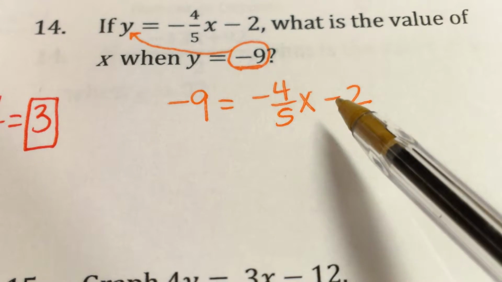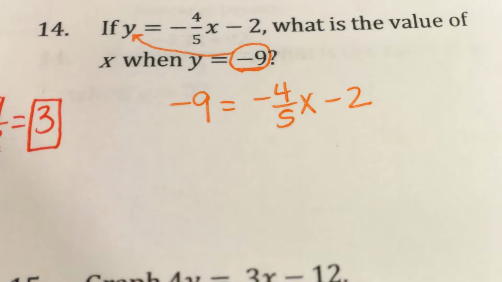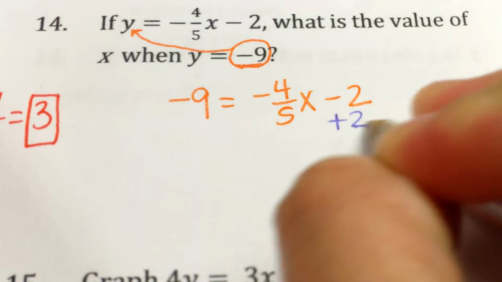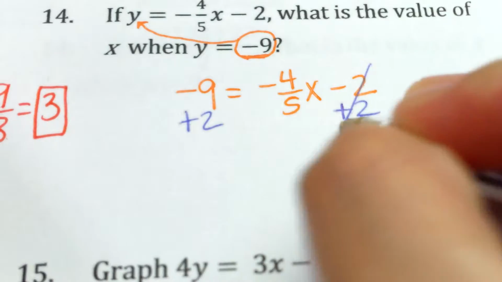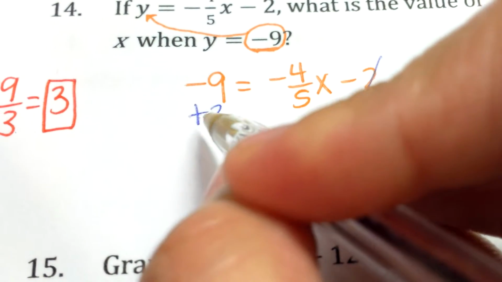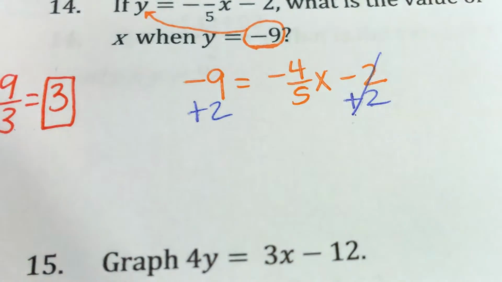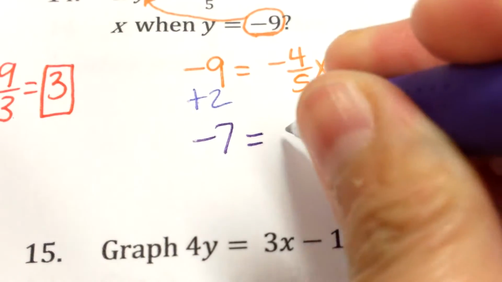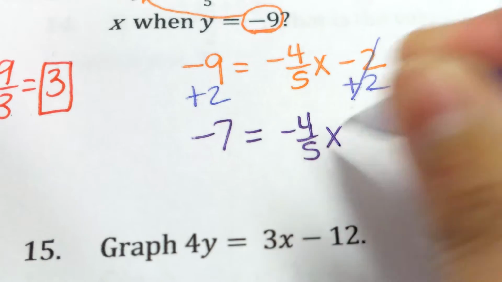So we have to move the negative 2 to the other side. We have to eliminate it. So we get the opposite. So instead of minus 2, it's going to be plus 2, plus 2. This cancels. So I have negative 9 plus 2, which is negative 7, equals negative 4/5 x.